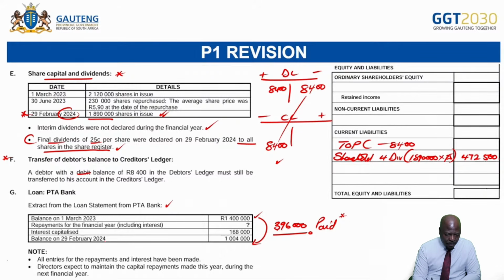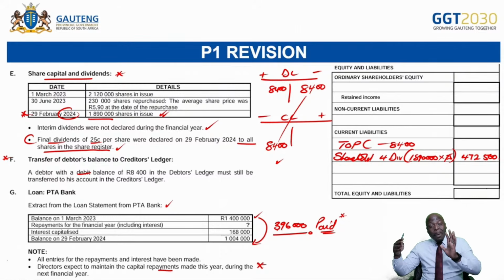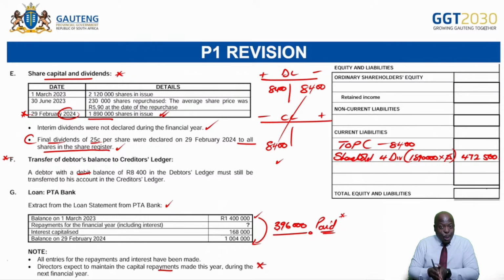Now, we are then told the directors expect to maintain capital repayments made this year during the next financial year. At times, they don't even include the statement. They just say fixed monthly repayments. That simply tells you that we're going to pay fixed monthly repayments until the end of this loan period. So it therefore tells you that when this financial year ends, we should still pay in the next financial year. So in this financial year, we paid 396,000, paid already.